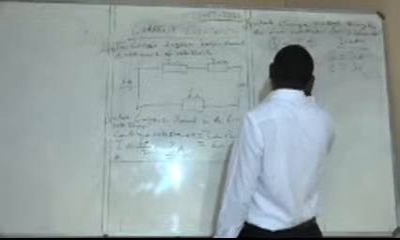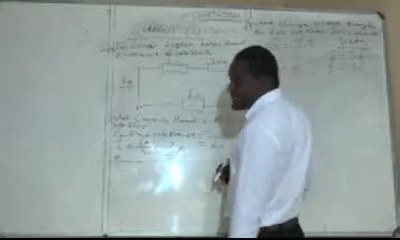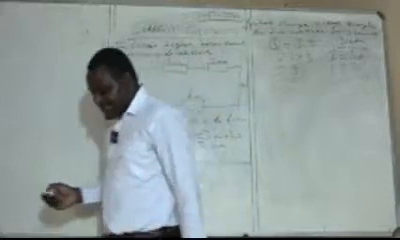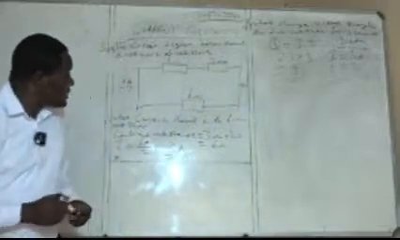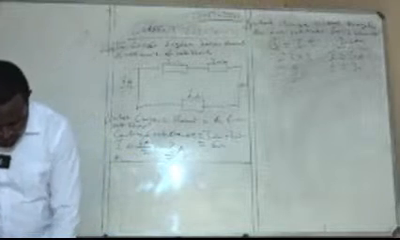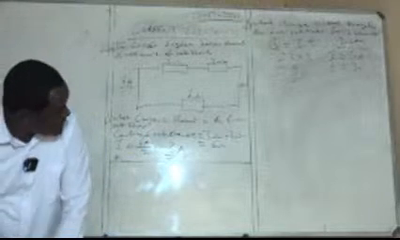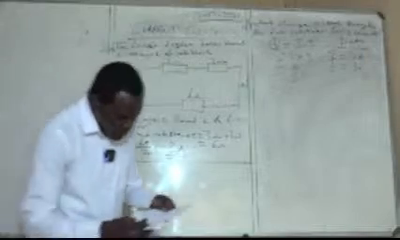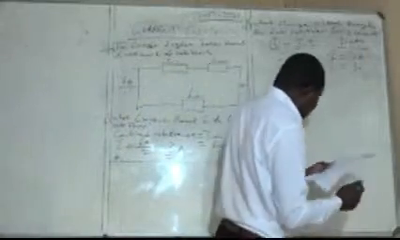Then it's just a matter of substituting. 3 multiplied by 3 gives 9. The unit for charge is coulombs, so the expected answer is 9 coulombs. Let's go to Roman numeral 3 of this question, which asks: what is the potential difference now?